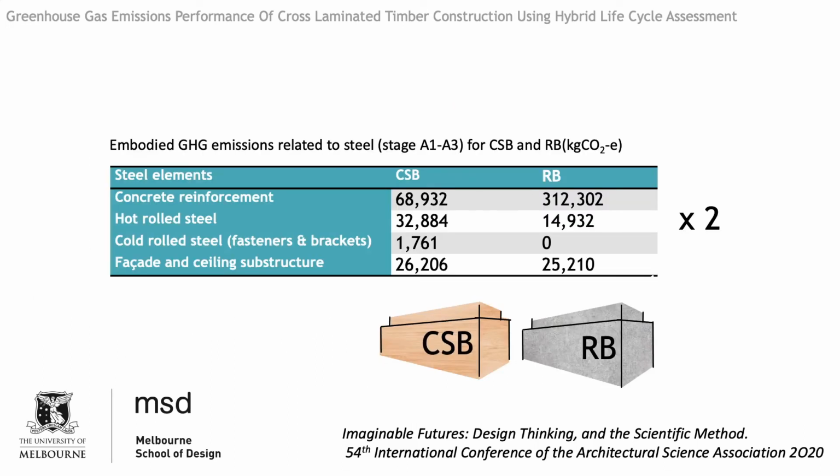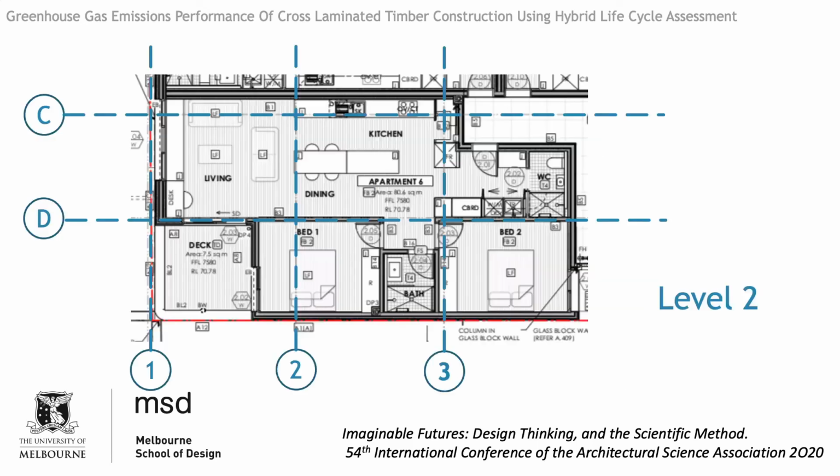When looking in detail, we note that the greenhouse gas emissions associated with concrete reinforcements are much lower for the CSB compared to the RB. But regarding hot rolled steel, the greenhouse gas emissions are about 2 times greater for the CSB compared to the RB. The greenhouse gas emissions associated with fasteners and brackets for CLT construction are negligible. This is another finding from this study.